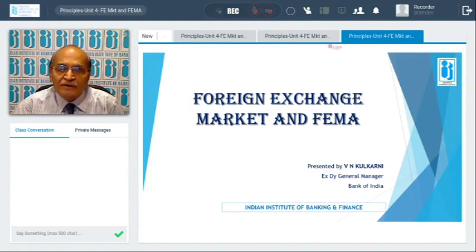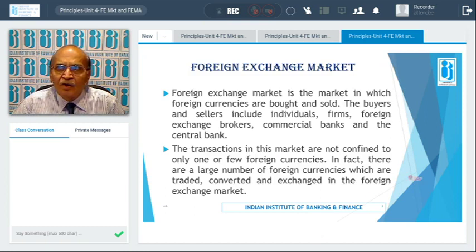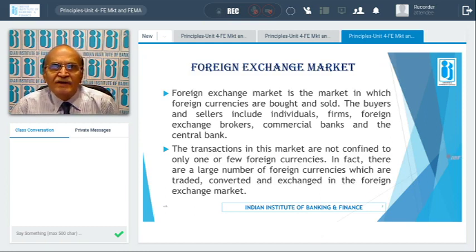The next topic in the Principles and Practice of Banking Unit 4 is Foreign Exchange Market and FEMA. Now, what is this foreign exchange market? Let us try to understand. It is a market in which foreign currencies are bought and sold.